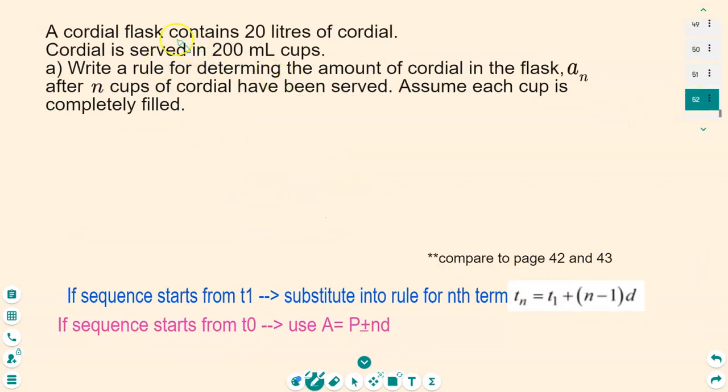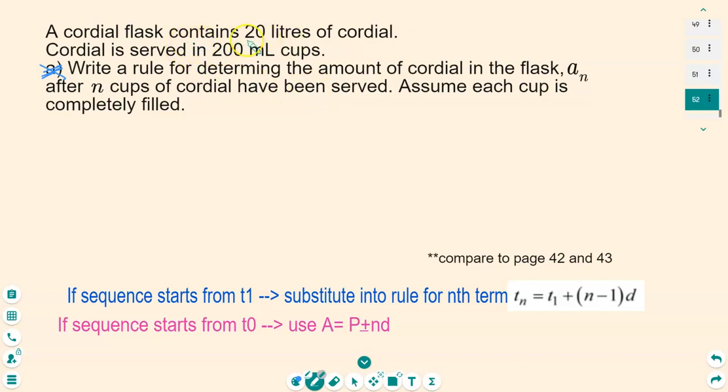A cordial flask contains 20 litres of cordial. Cordial is served in 200 milliliter cups. Write a rule for determining the amount of cordial in the flask, AN, after n cups of cordial have been served. Assume each cup is completely filled. All right, there's no other questions to this, but let's check this. So it helps to underline keywords, or it just goes in a big blur.